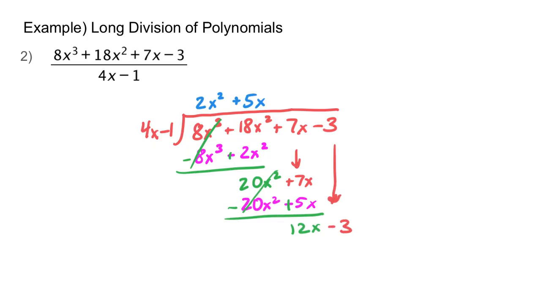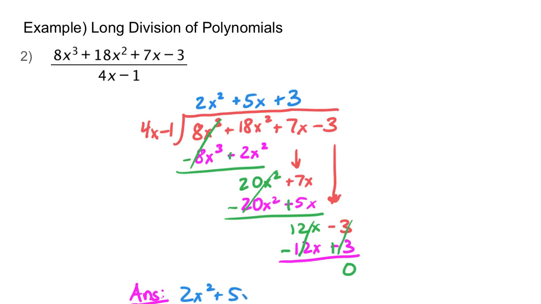I repeat the process. What times 4x will give me 12x? Should be a 3. I'll distribute. I'll get 12x minus 3. I will change my subtraction signs. Those will cancel. Hey, check it out. That cancels too. The remainder is 0. So my final answer for this problem is 2x squared plus 5x plus 3. That's it. No remainder, no need to write anything else.